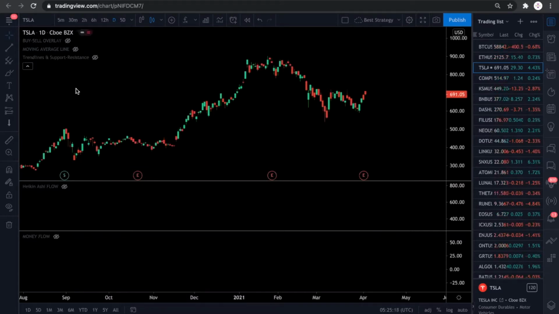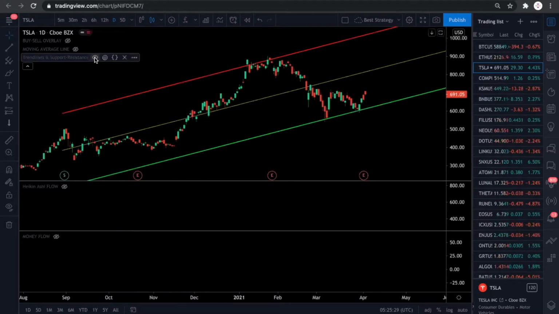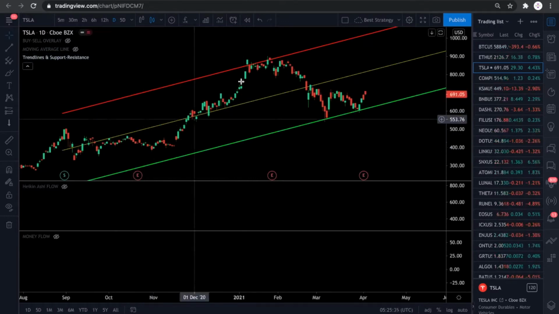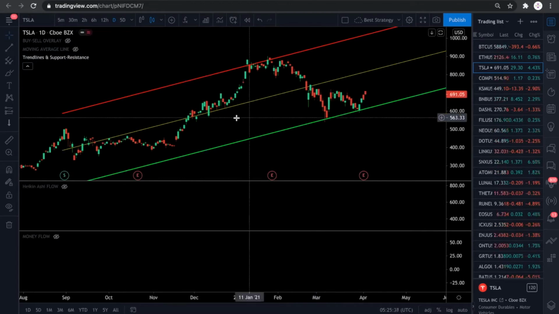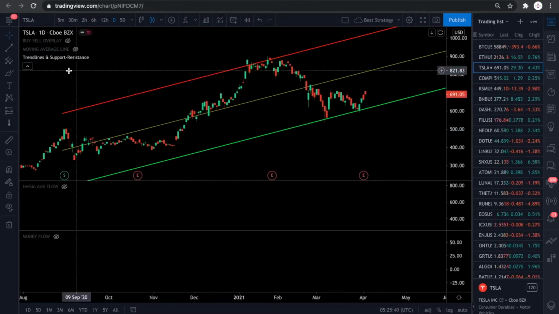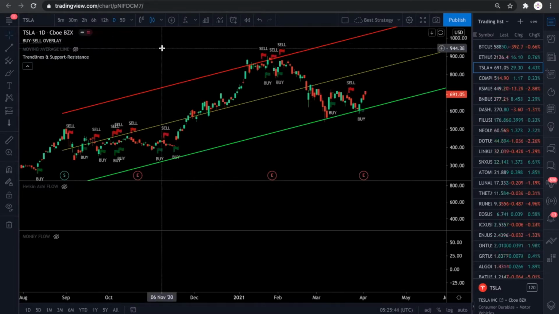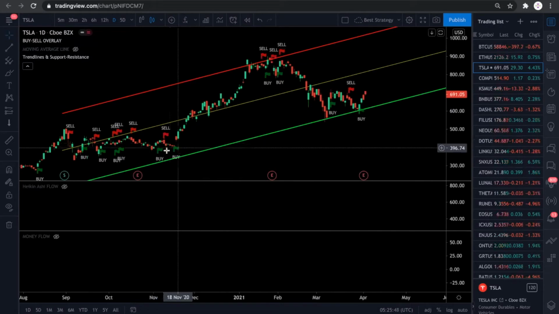So first, we're going to start off with looking at the chart. Here we have Tesla, and right now we're on the daily chart. So we're going to go ahead and put in the trend line and support and resistance and add some clarity to what's going on. As you can see clearly, there is an uptrend in motion right now. So we are going to put in the buy and sell overlay and see some of the opportunities that we can trade right now.